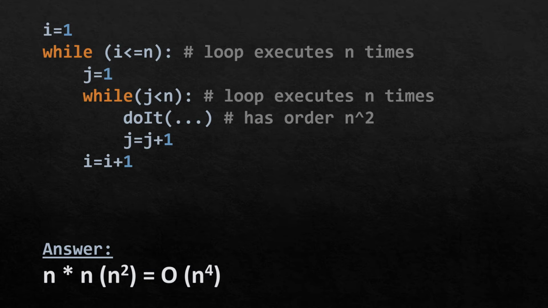First while loop n number of times, second while loop also n number of times. Within that, another function doit is there, which has order n to the power 2. So in total we get n into n into n to the power 2, that is order of n to the power 4. Here the other assignment operations will take constant time. You can also put those constant values within your calculation, but finally your order will be order of n to the power 4.